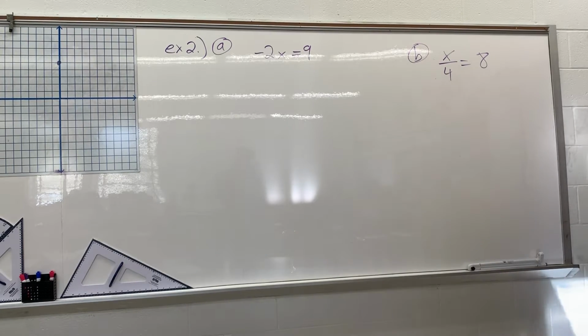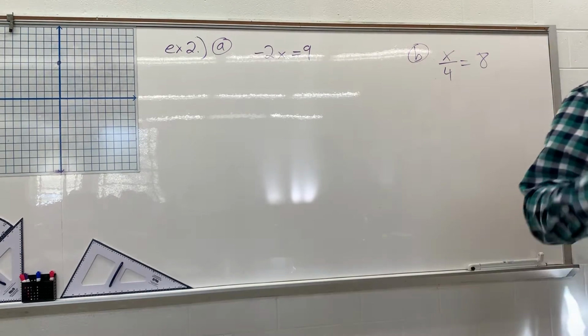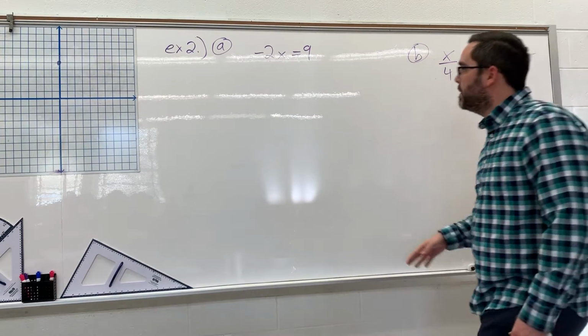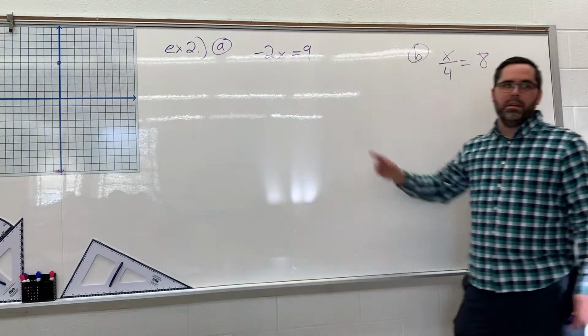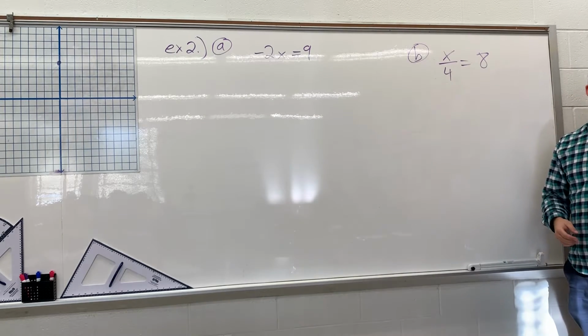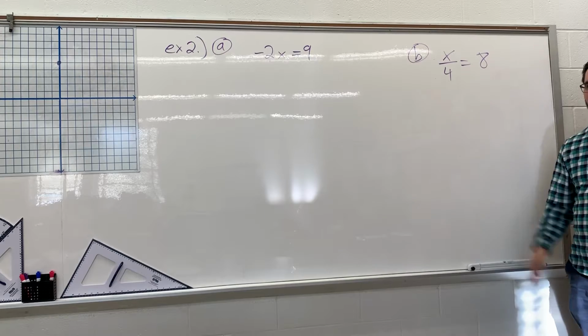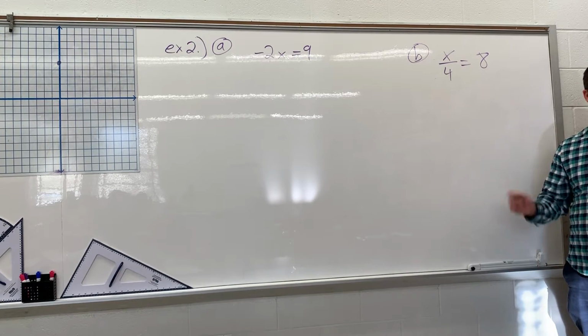All right, so those first four problems we looked at were all addition and subtraction equations. Now we're going to look at ones that involve multiplication and division. What operation do you see here? Multiplication. That's -2 times x. What do we see here? Division. That is x divided by 4.